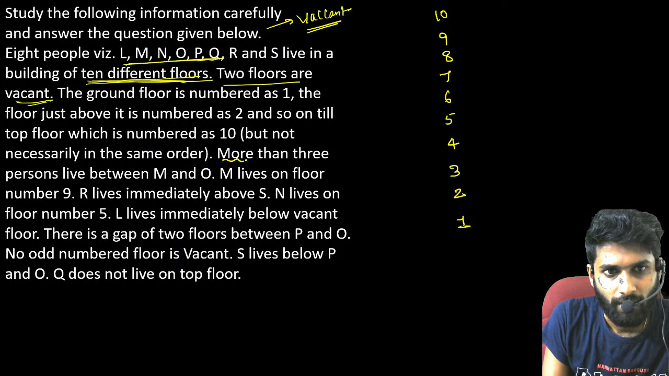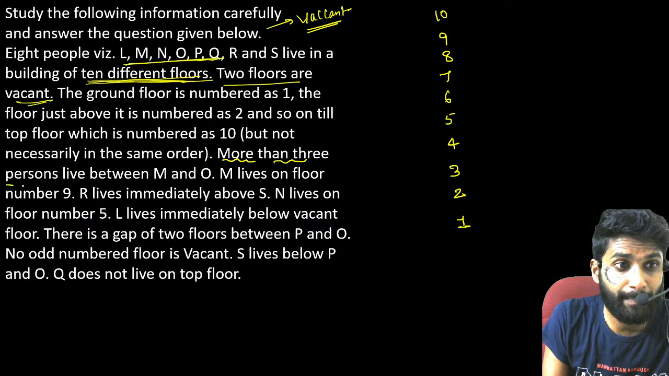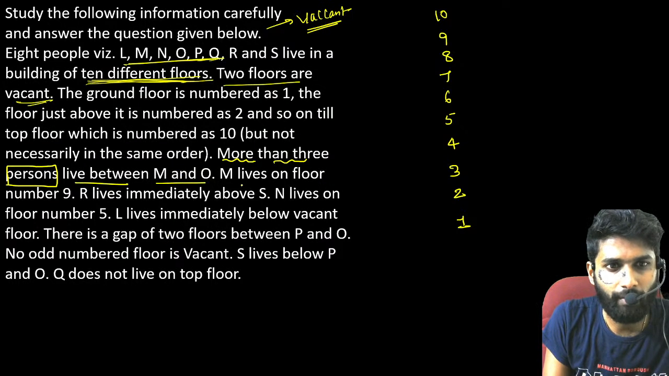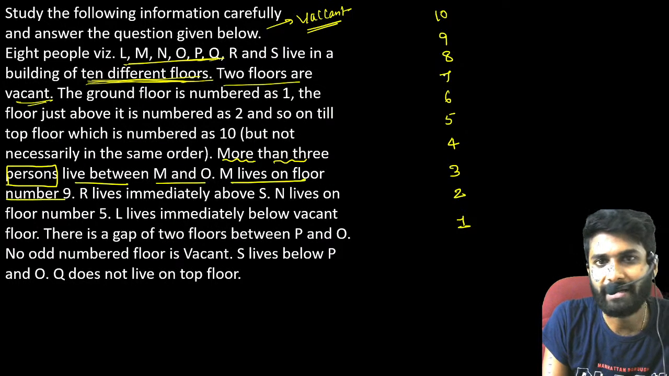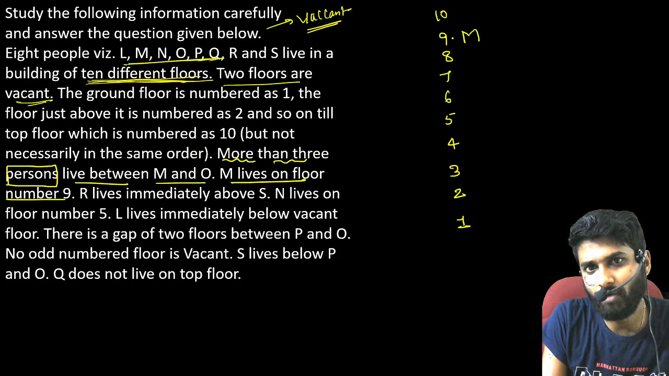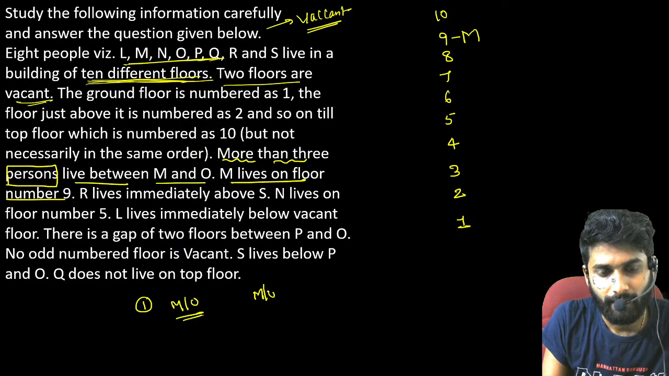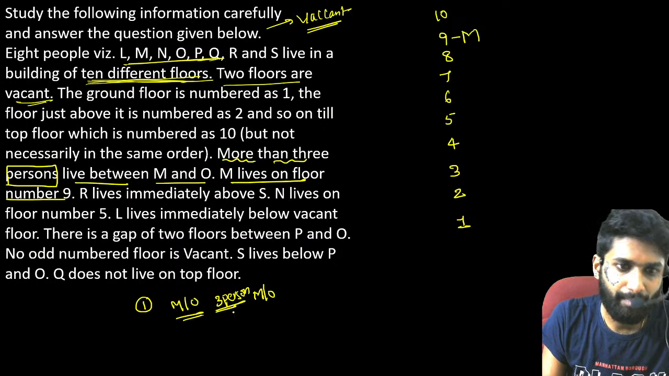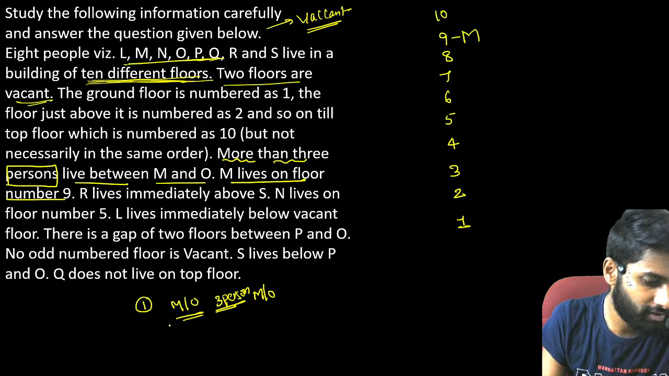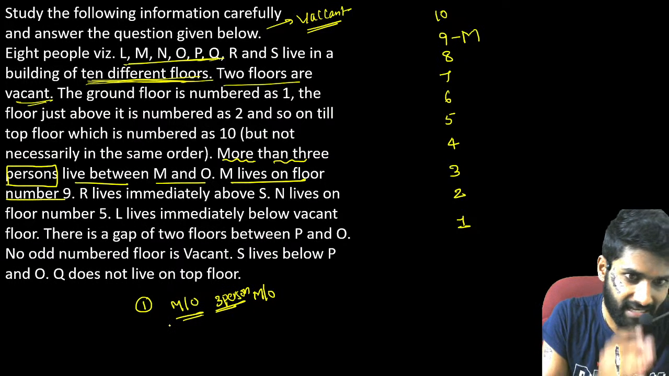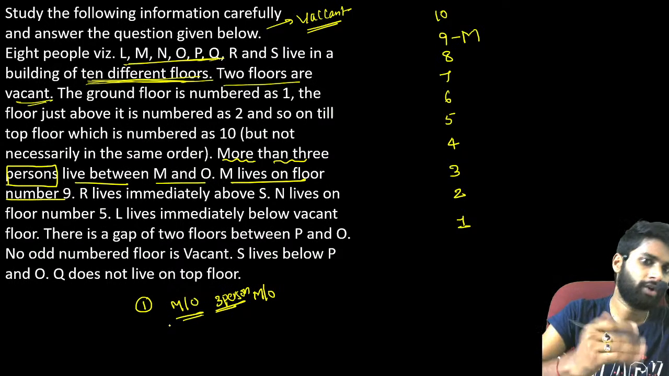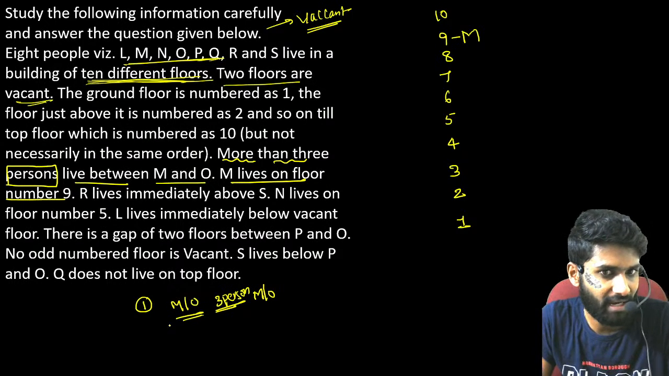First one: more than 3 persons live between M and O. M lives on floor number 9. Here is the most important part. More than 3 persons between M and O. Three persons may include a vacant floor also, so it may or may not include a vacant floor.